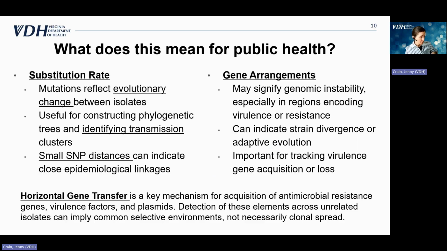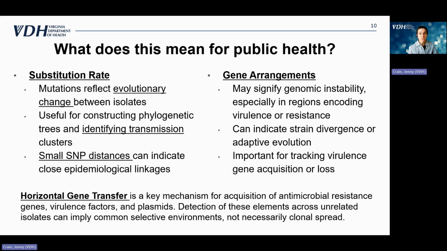So what does this mean for public health? These are just main categories that we've already gone through, but we need to remember how the mutations affect the evolutionary change of each pathogen or each isolate over time. And it's this genetic divergence that we use for constructing phylogenetic trees and for understanding genetic similarities or differences as we are trying to understand disease transmission in clusters of patients. As we know, SNP thresholds are a rule of thumb, but a small SNP threshold indicates close epidemiologic linkage and potentially a most recent common ancestor or exposure.